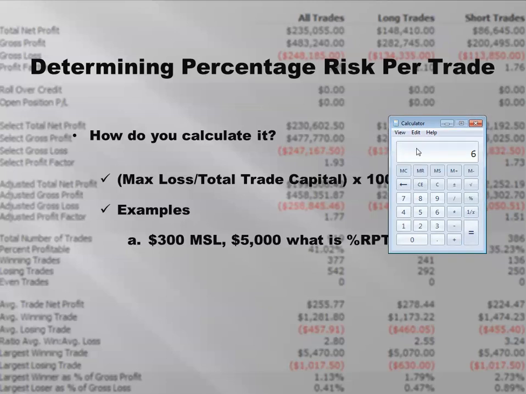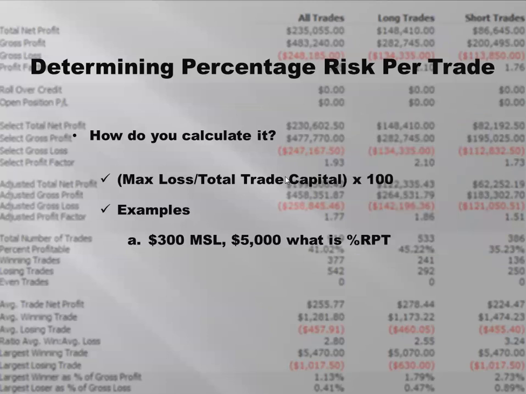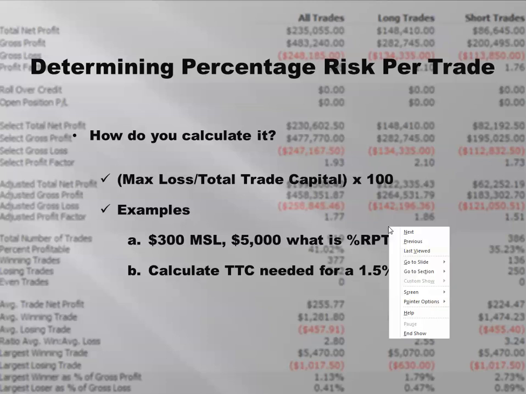That is much too high. And if you were to trade with 6% of your capital at risk per trade, after a string of 5 to 10 losses, it might wipe out your account and you'd have to add more money or discontinue your trading. So let's make a quick change so that we calculate the total trade capital needed to reduce this to a 1.5% risk per trade.